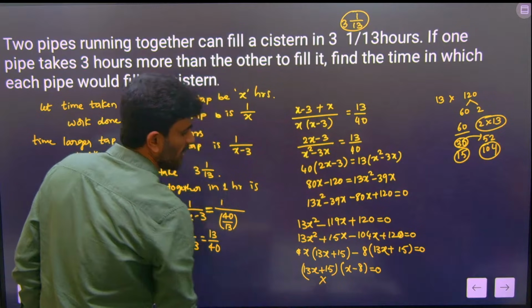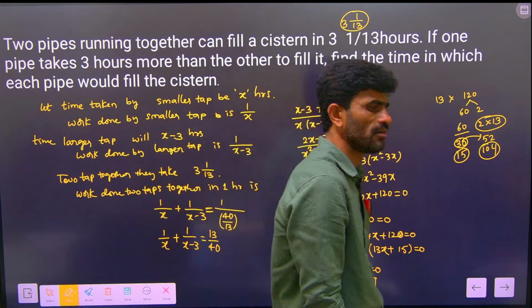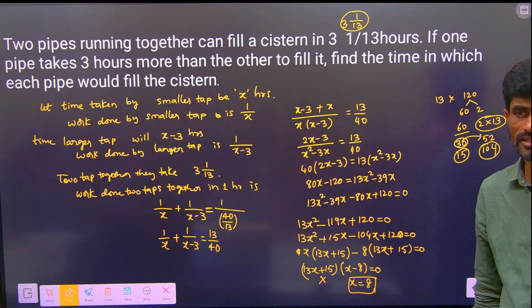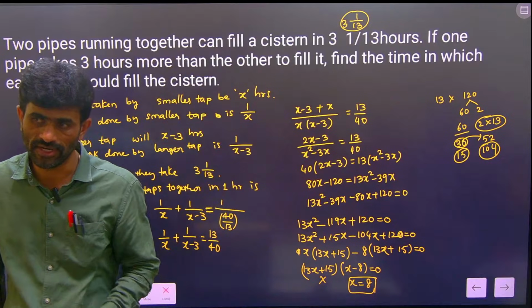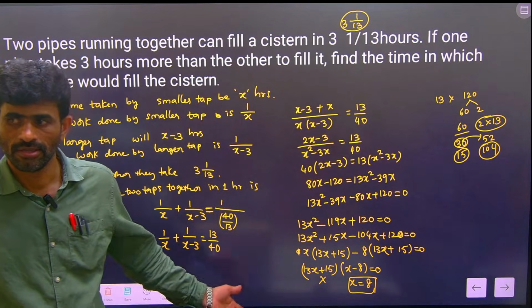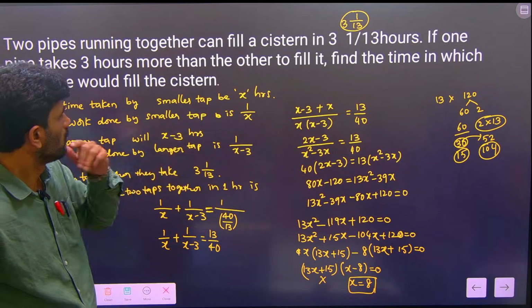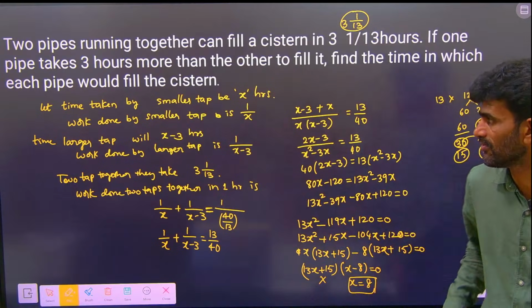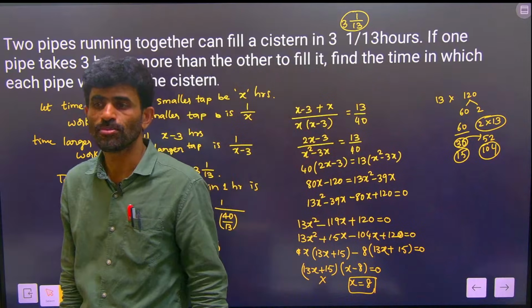So anyway, by this we get a negative value, we can't take. So by this x is equal to 8. What is the time taken by the smaller tap? What we have taken as the smaller tap? Not 1 by 8, the time it is. Time taken by the smaller tap is 8 hours and time taken by the larger tap will be 8 plus 3, 3 hours more. So 11 hours. Oh, larger tap. This is the smaller tap, 8 hours. That is not 11 hours. Larger tap will take 5 hours only. Smaller tap is 8 hours, larger tap is 5 hours.